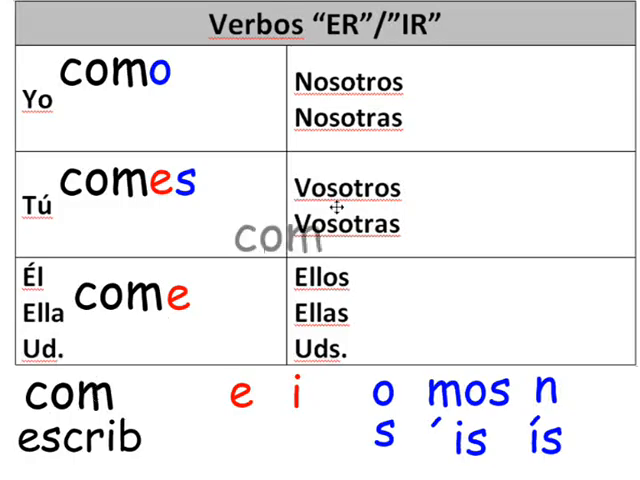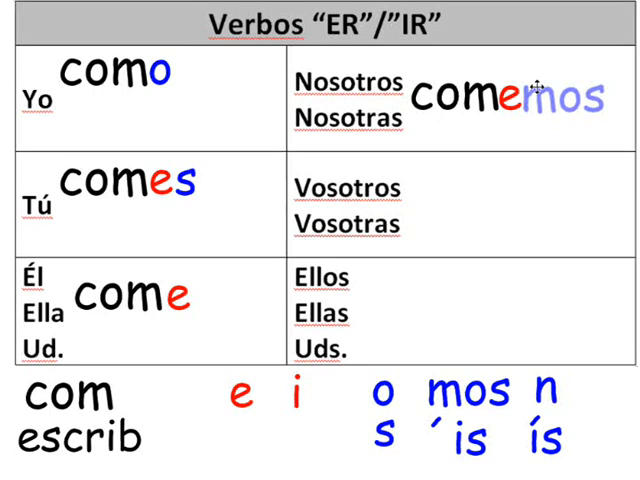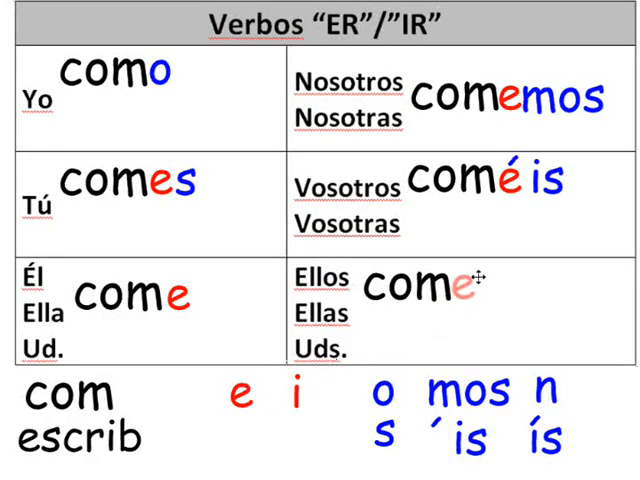For nosotros, nosotras, we have the stem again, the ER verb ending, and then the nosotros ending. Nosotros comemos. In vosotros, vosotras, that's used in Spain, the stem, again, the ER verb ending, and then the vosotros ending. Vosotros coméis. The ellos, ellas, ustedes, we have the stem again, the ER ending, and then the ellos, ellas, ustedes ending. Ellos comen. For escribir, it works very similarly.